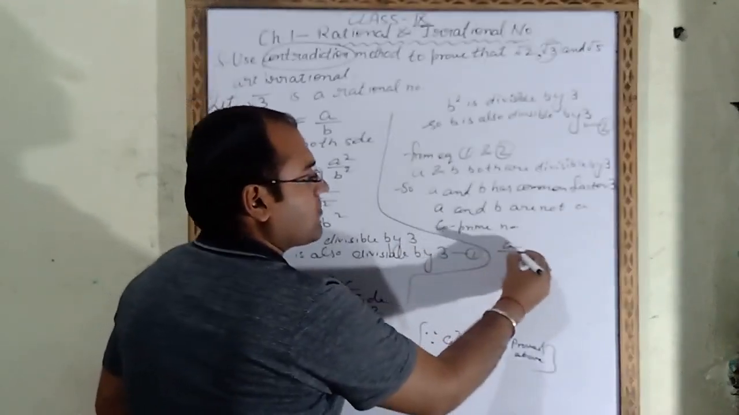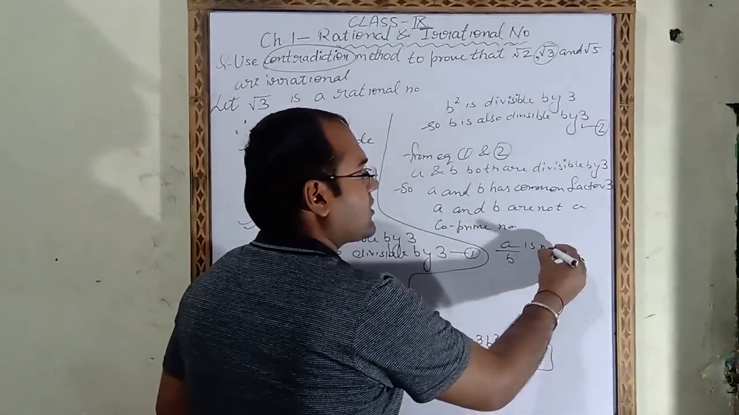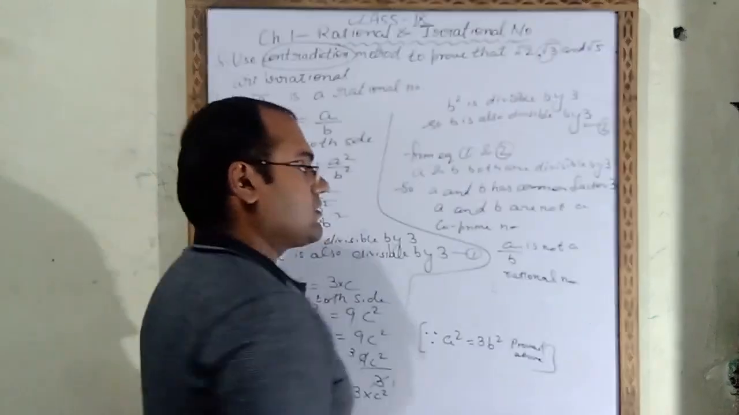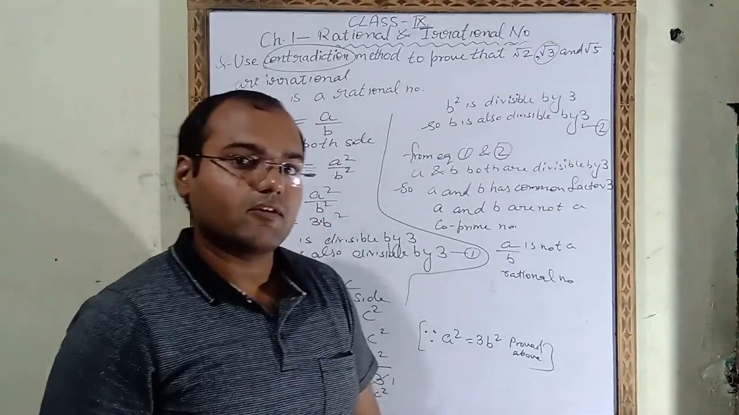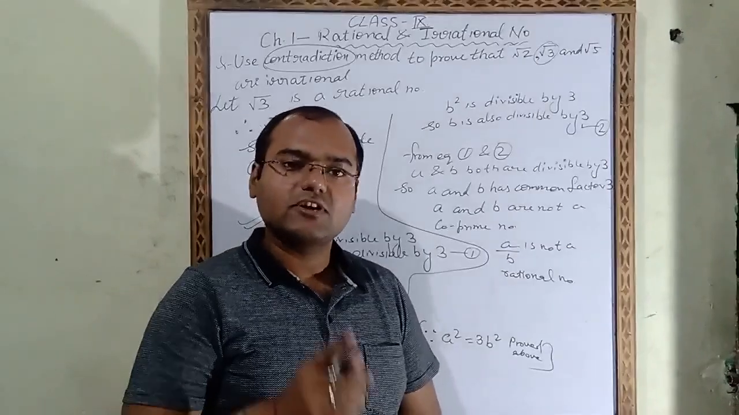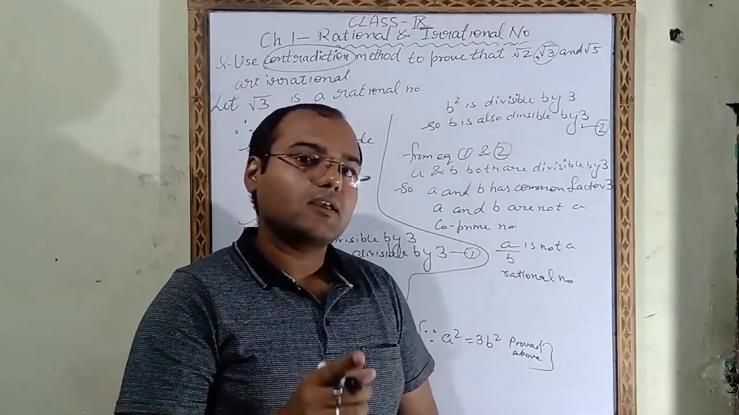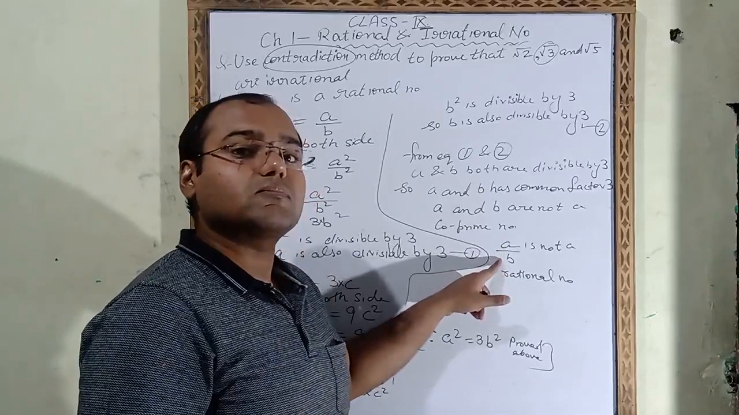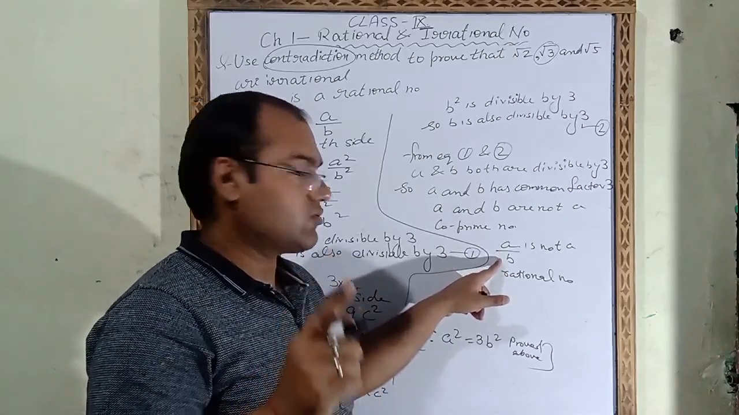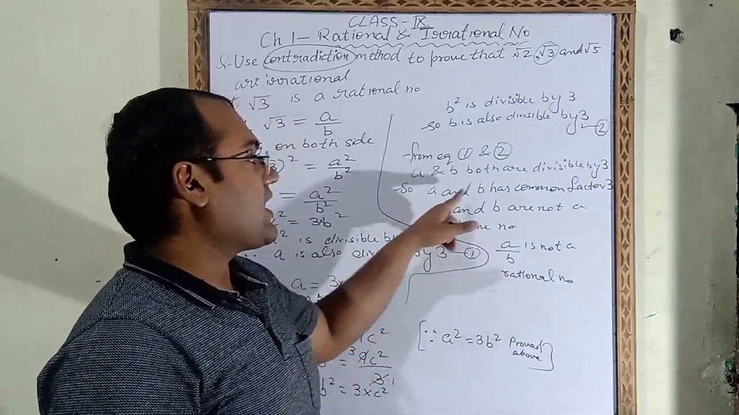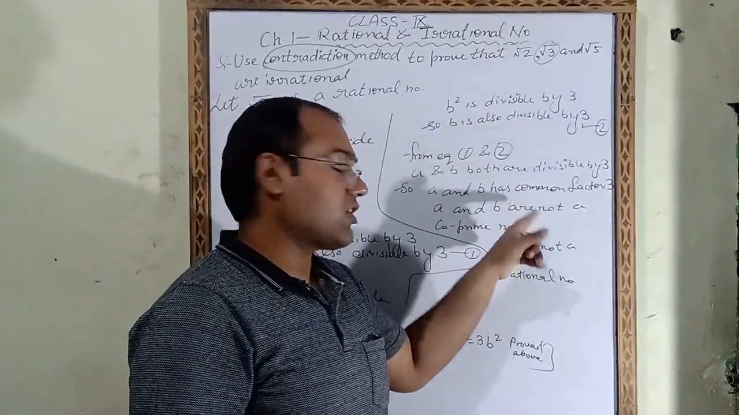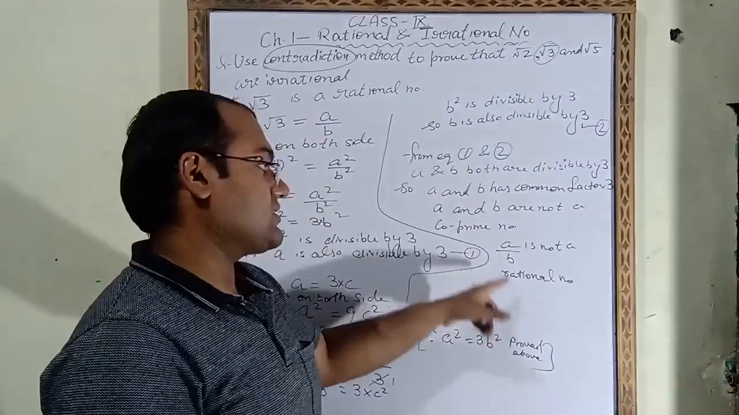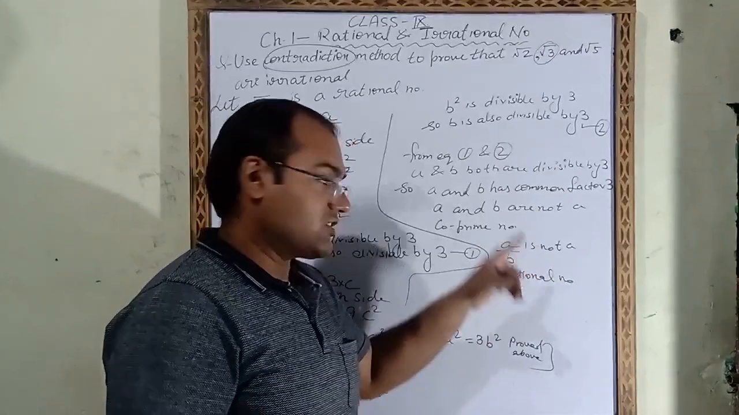So we can say A upon B is not a rational number. In previous lecture I explained to you what are rational numbers. Rational numbers are those which are in the form of A upon B, but B value cannot be 0. And second thing is A and B should have common factor only 1. That means they should be co-prime numbers. But in this case A and B have common factor 3. That means they are not co-prime. That's why we can say that A upon B is not a rational number.